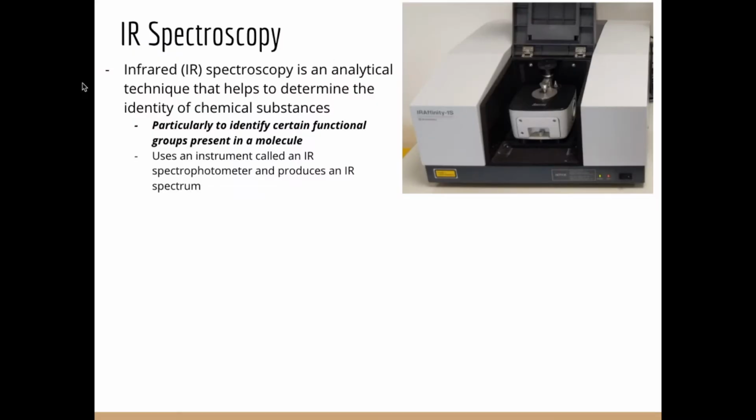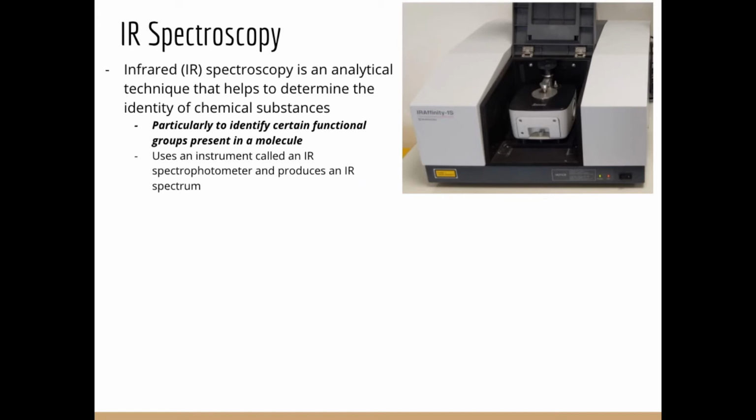So IR spectroscopy is an analytical technique, a technique to analyze a sample, whether you're determining the structure of an unknown or just confirming a molecule that you've synthesized. It can be used to help determine the identity of a chemical substance. Its biggest use comes from its ability to identify certain functional groups that are present in a molecule. And in fact, IR does have a lot of limitations when it comes to deducing a structure, but what it does do, it does very well, as we'll see.